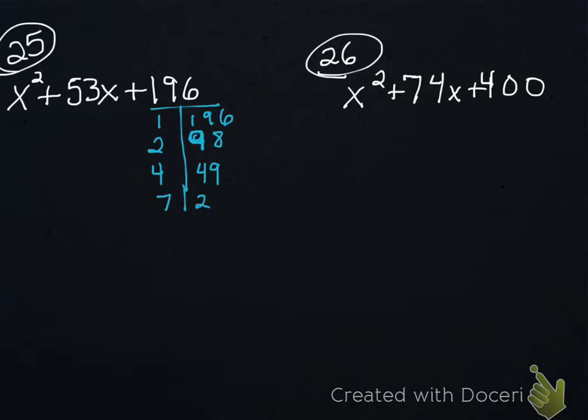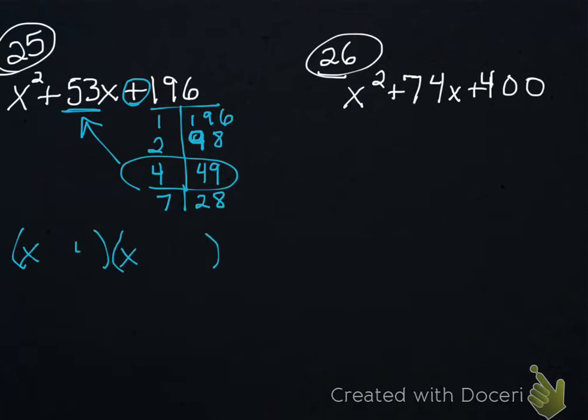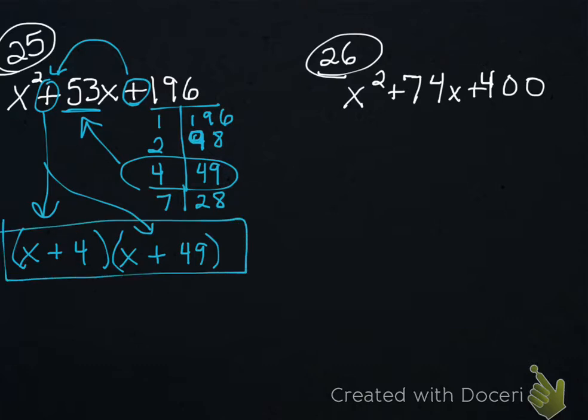And then 7 times 28. Now I have to look. The 196 is positive. So which pair adds to give me 53, my middle term? 4 plus 49 equals 53, and 4 times 49 is 196. So I write my binomials. X is in front, numbers at the end, 4 and 49. The 196 is positive, so both factors get the plus sign, the same sign as the 53. So my factored form is x plus 4, x plus 49.